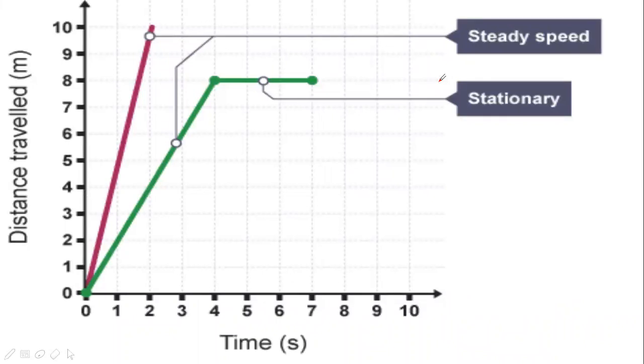Uniform speed, and this line represents a stationary object. Stationary object, because there is no change in displacement or distance. And here it represents steady speed.